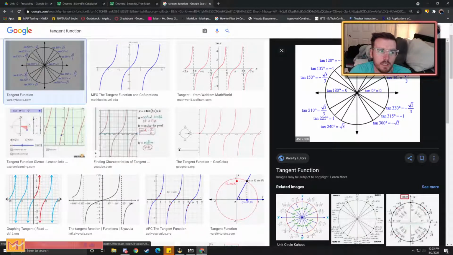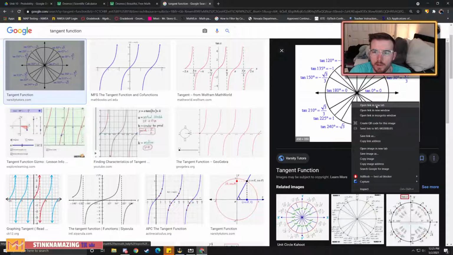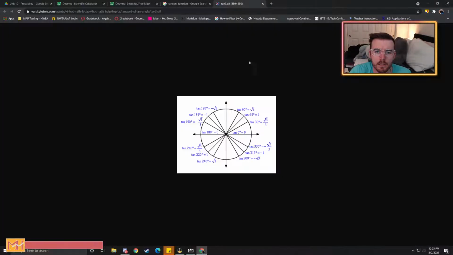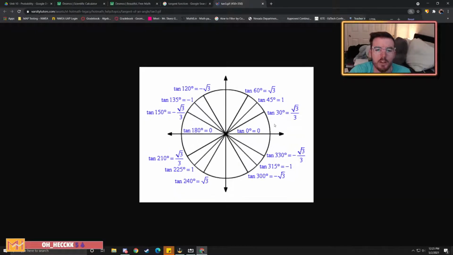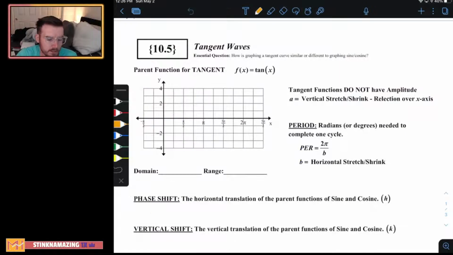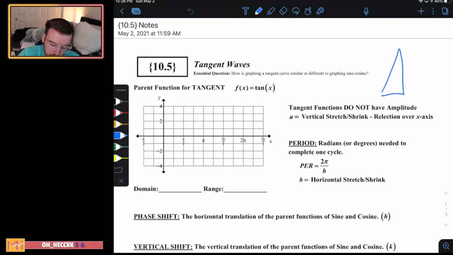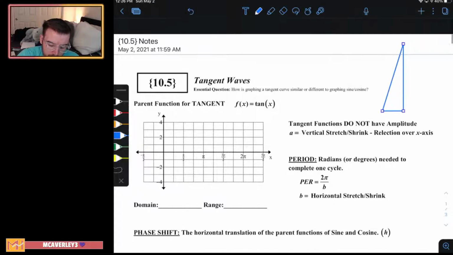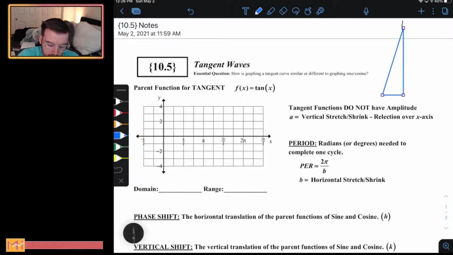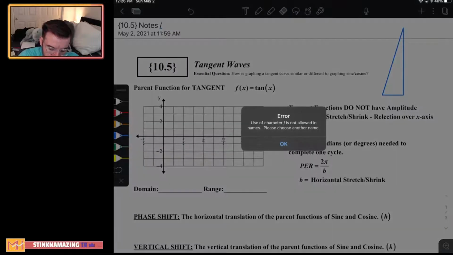You'll notice that as we go along the circle here, these numbers, root 3 over 3, and then 1, and then root 3, the numbers are getting bigger. And due to the fact that tangent is opposite over adjacent, if you draw a triangle here, I can make a triangle that is infinitely tall, right?